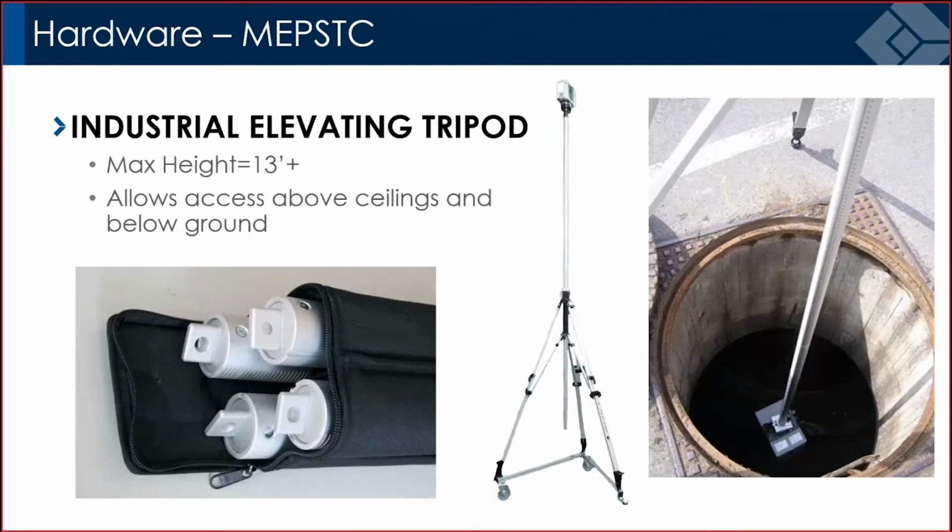Another tool that we added to our arsenal is this elevating tripod. This addition allows us to go above ground or above ceilings and below ground. Our max height is 13 feet. So above ceiling tiles, within utility vaults or manholes or anything like that, we can access above and below ground.